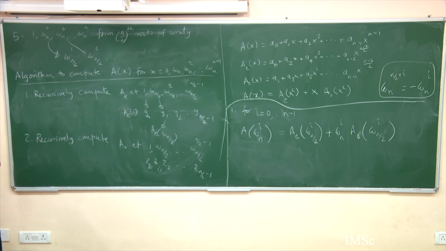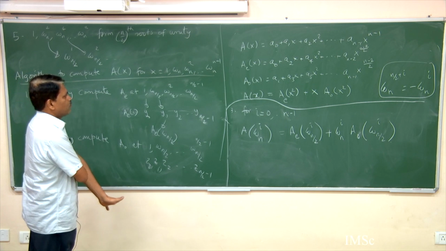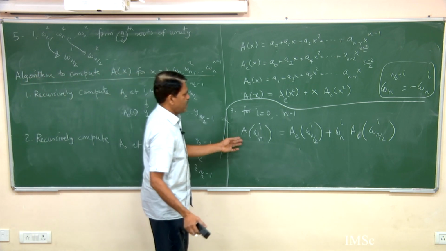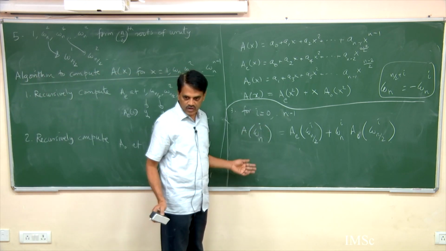I have one more question. Why did you change to n by 2 to n minus 2? No, so what is my goal? I want to evaluate A at these n different points. That's my goal, right?